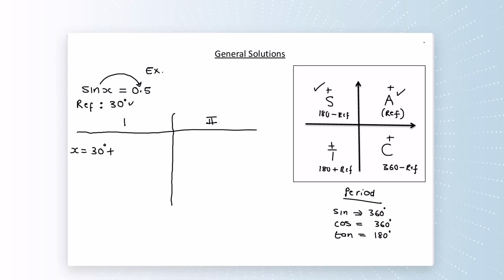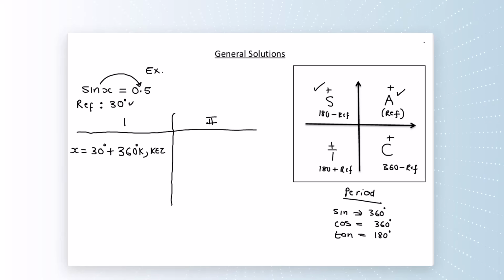So you're going to say x equals 30 degrees, which is the reference on the first quadrant, plus 360k. That is the period. And then you're going to tell them what k is. k is an element of integers. Lovely. So that's your solution there in the first quadrant.